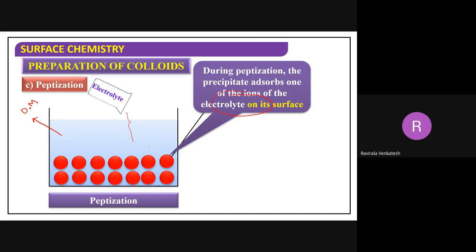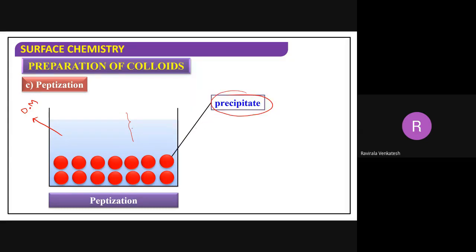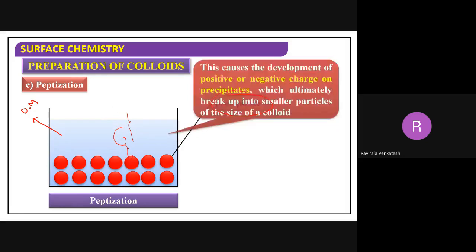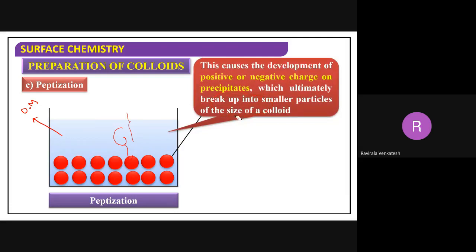Now, when you add the electrolyte, what happens during peptization? When you add the electrolyte, the precipitate adsorbs one of the ions of the electrolyte. Whatever the ion, it is adsorbed by these precipitate particles. This causes the development of positive or negative charge on the precipitate. It ultimately breaks up the precipitate into smaller particles of colloidal size. The positive or negative charge present on the precipitate breaks these precipitate particles into smaller size.